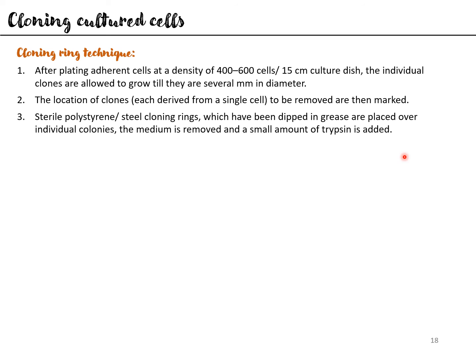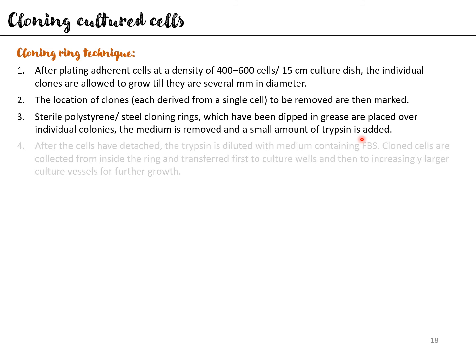Now over here, in order to collect the cells, you have to trypsinize them because these are adherent cells. If you trypsinize them, then all of these cell populations will simply end up getting mixed up. To avoid that, these polystyrene or steel cloning rings are available. You dip them in grease to ensure that they're tightly sealed onto the cell culture plate. When you add trypsin, because the cells would be in a liquid medium, they don't simply slip out from underneath the ring. The grease will seal the ring in position. And now when you trypsinize, the cells will remain within the ring and you can just collect them.